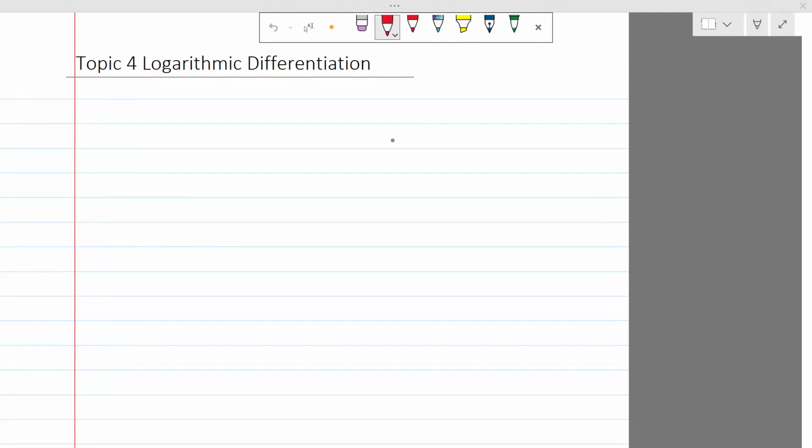Okay, so in this topic, we are going to look at the differentiation of logarithmic functions. In order to understand how to differentiate logarithmic functions, we need to understand first of all the laws of logarithms.